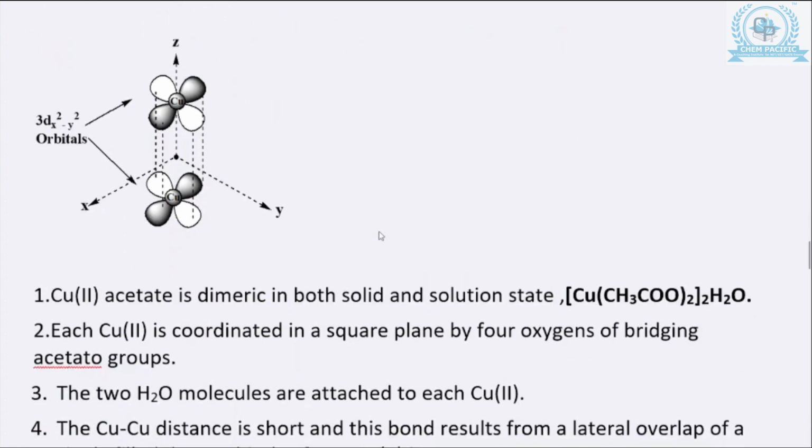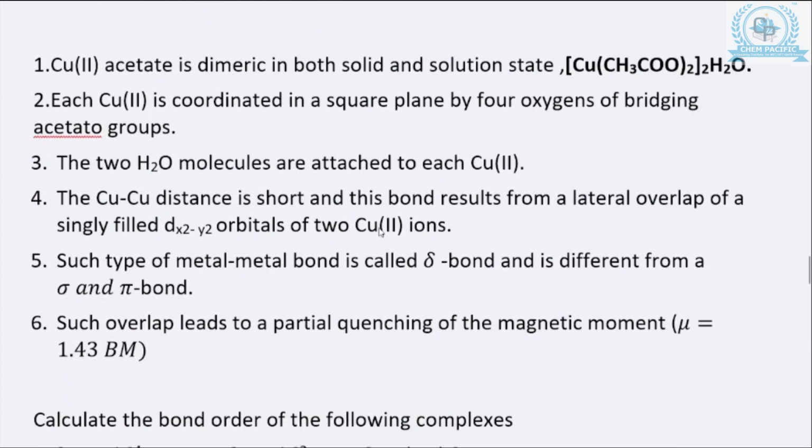In this complex, it has been found that there are two new observations. One is that the copper-copper distance is short enough, and the next is that there is partial quenching of the magnetic moment. So the magnetic moment is not as much as expected, and this is the partial quenching of the magnetic moment, and the value is 1.43 Bohr magneton. So these are the two special observations.